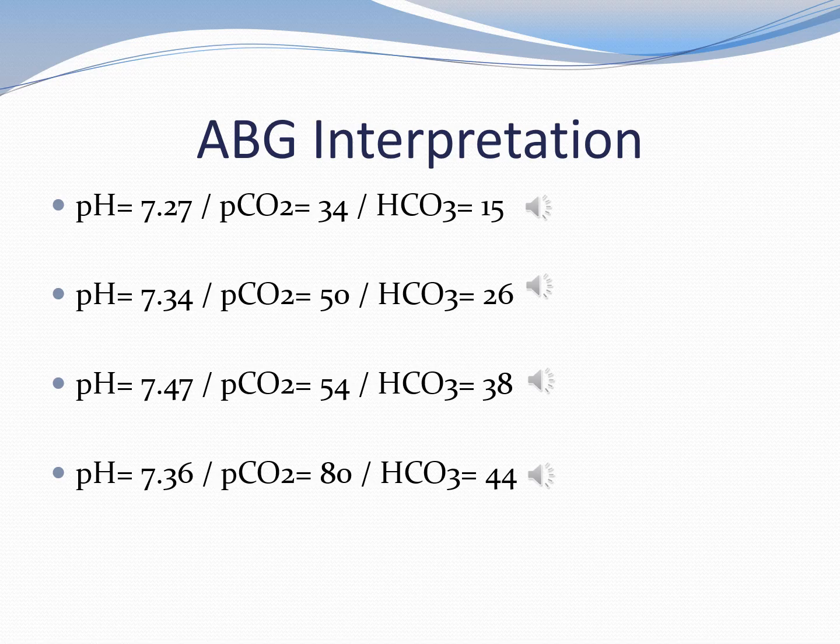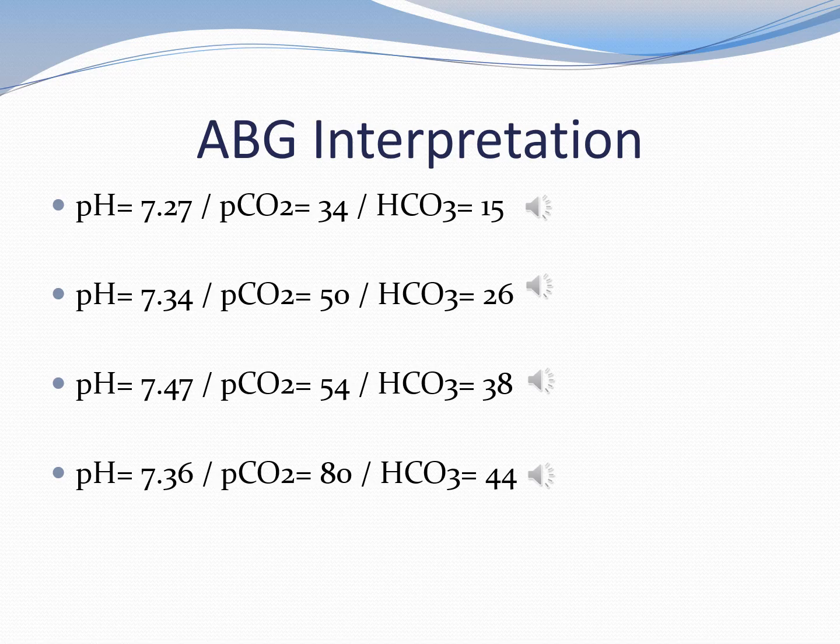In order to interpret whether these are high or low, you need to know the normal levels of pH, PaCO2, and HCO3, which is bicarb. A normal level for pH is 7.35 to 7.45. A normal value for PCO2 is 35 to 45. And a normal bicarb level is 22 to 26.